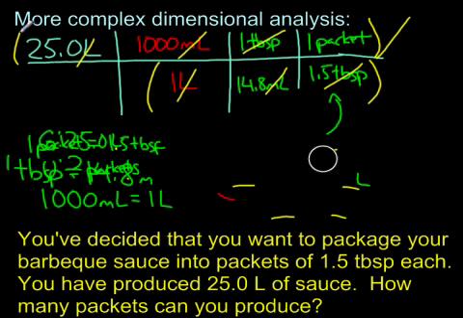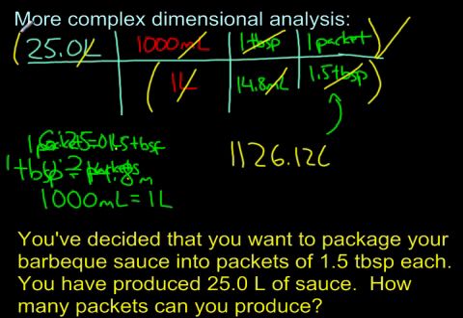So in your calculator, the way it should look is 25 times parentheses 25 times 1,000 times 1 times 1, close the parentheses, divided by parentheses 1 times 14.8 times 1.5, close parentheses, and then you can hit enter. And this is the answer we get. We get 1126.126126, so obviously getting some repeating stuff going on there.